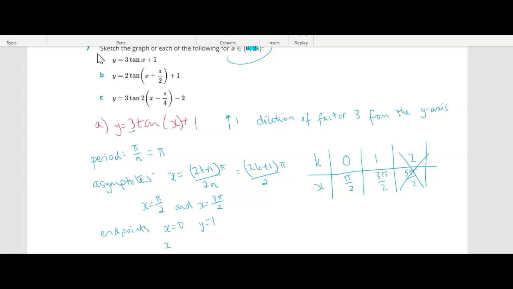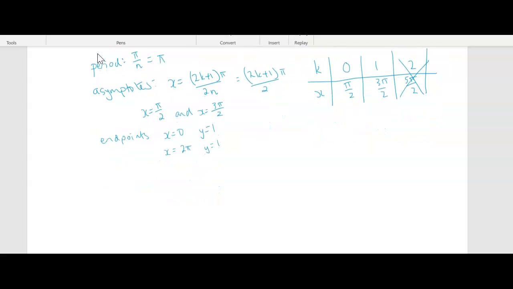And when x equals 2 pi, y is also going to equal 1 because we're at the same spot on our unit circle, 0 and 2 pi. So when I'm sketching, remember you're going to have open circles because your domain is not including 0. So the points are at (0, 1) and (2 pi, 1). That's a bit confusing because they're supposed to be open circles, but anyway.